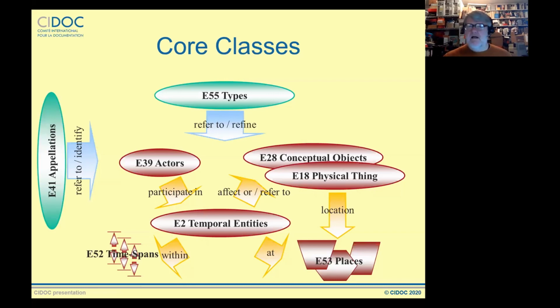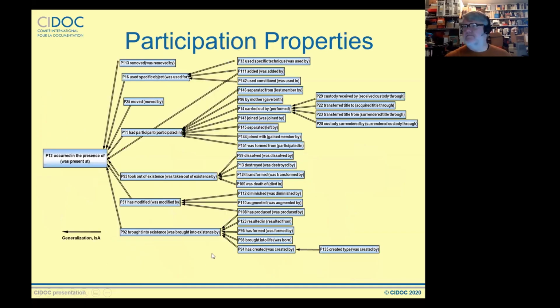So, enough pessimism. Let's move on to something else. So here are the participation properties that we looked at some time ago. Is there anything there that I particularly want to pick out? Not really. We've had a look at that. So let's move on to the next thing. I need to click over here.